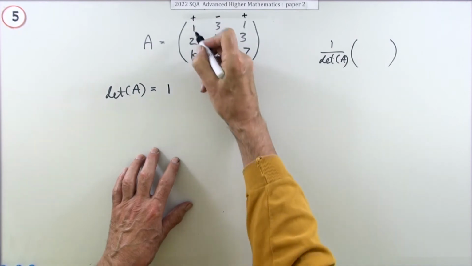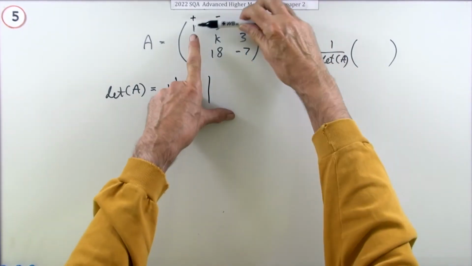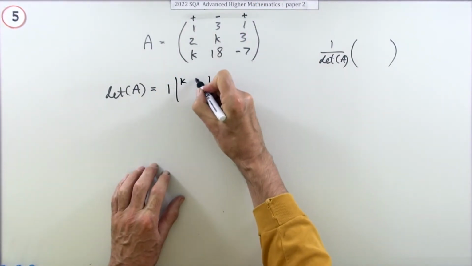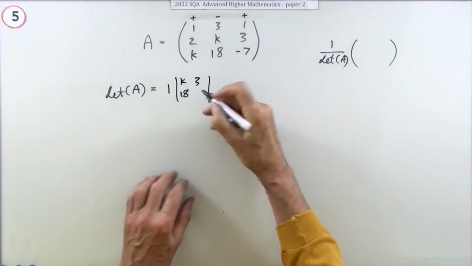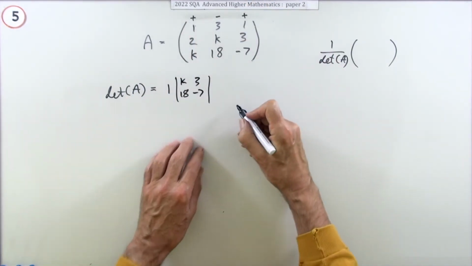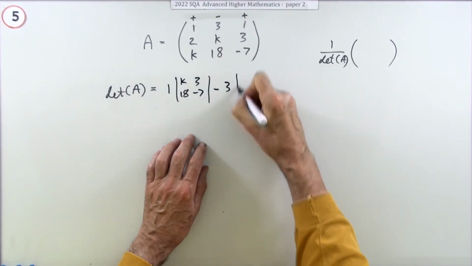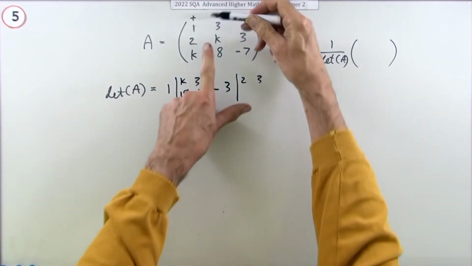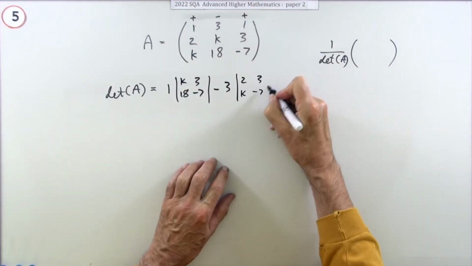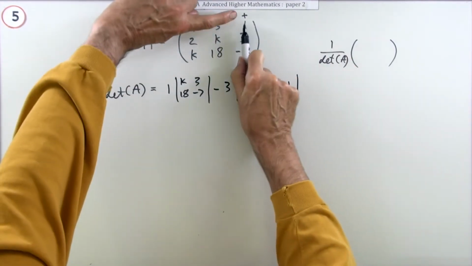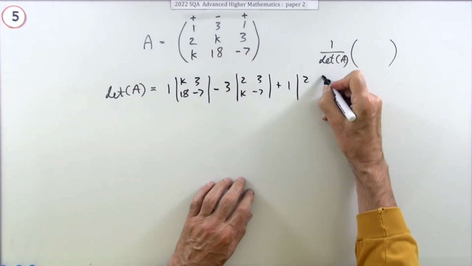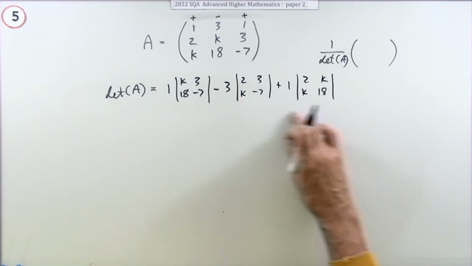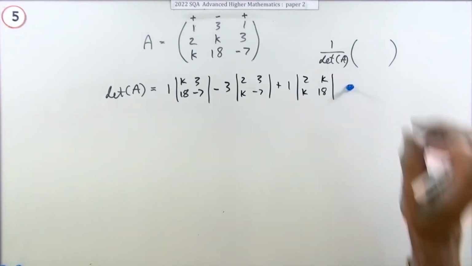So, the 1, it multiplies this little part. You knock out the row and the column, you're left with k, 3, 18, negative 7. So it's the determinant of that little 2 by 2 matrix. Minus, next one, 3 times. Knock it out, you're left with 2, 3, k, negative 7. Back to plus. You knock out the row and the column, 2k, k, 18. Now doing that, getting the form for the determinant of the matrix A gets the first mark.